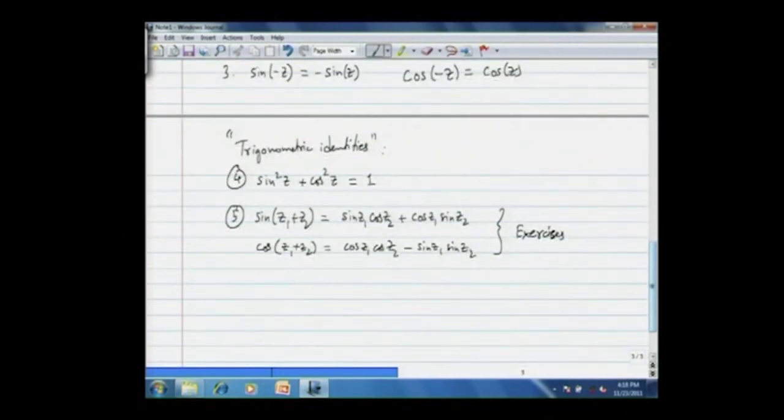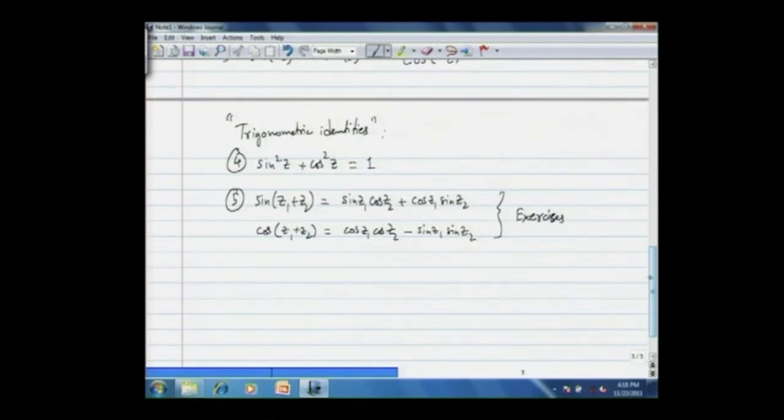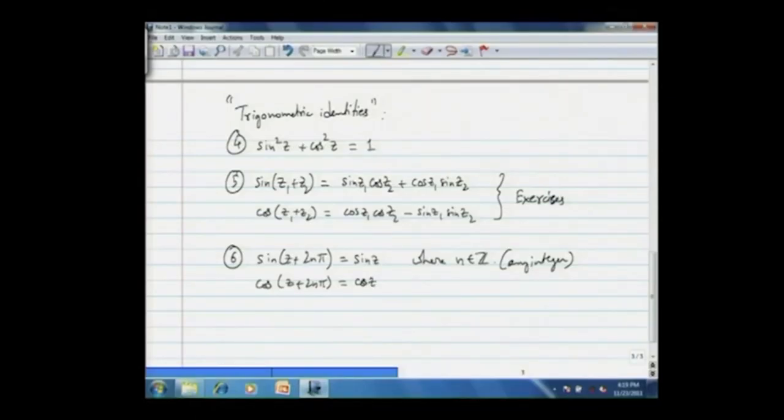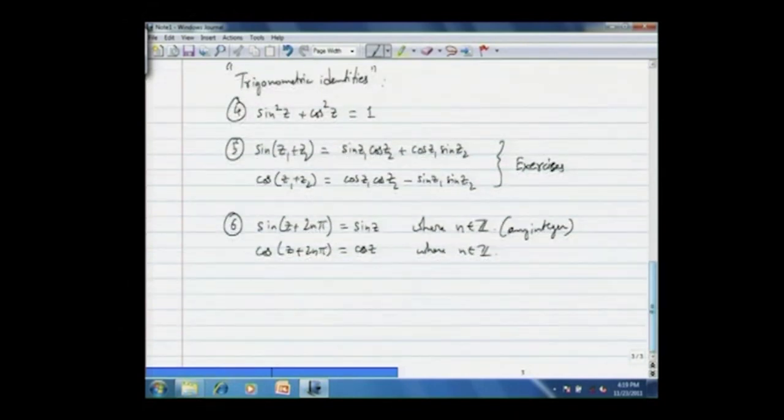So, please verify any of these properties that you suspect. And a careful student is suspicious, so you might want to suspect all these and verify them for yourself. Then the other properties are as follows: sine of z plus 2n pi is indeed sine z, where n is any integer. So indeed the complex sine and cosine functions are also 2 pi periodic. So, cosine z plus 2 n pi likewise is equal to cosine z for all z and n an integer. So these are some properties.